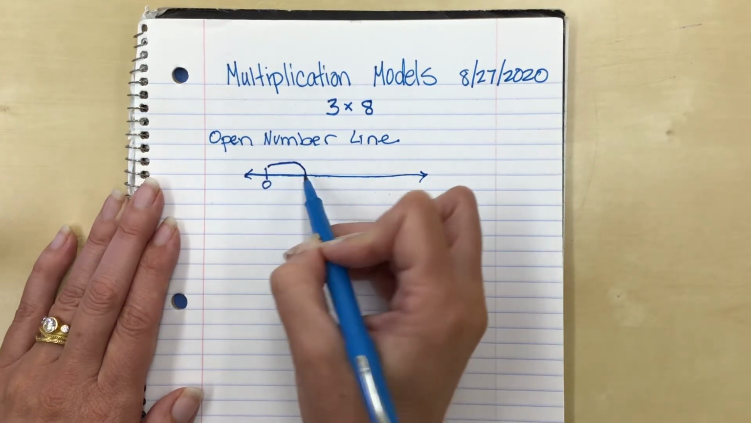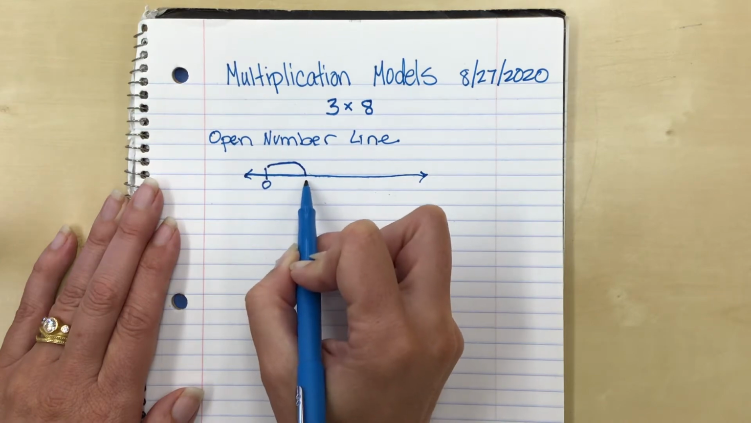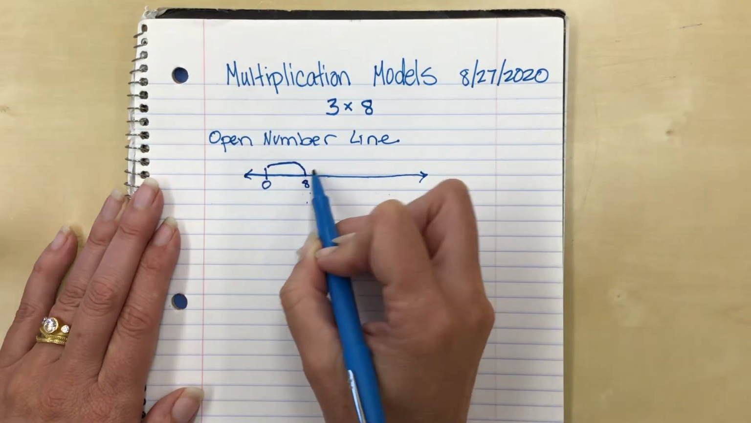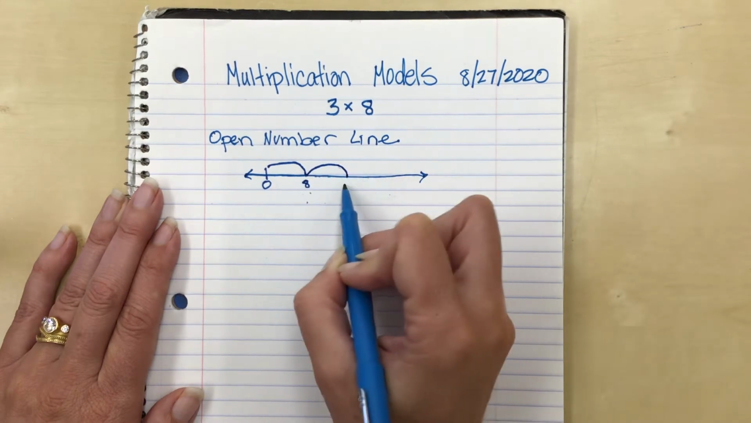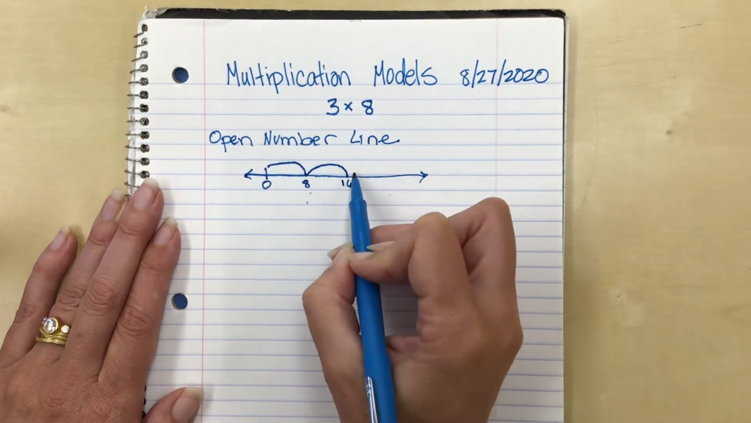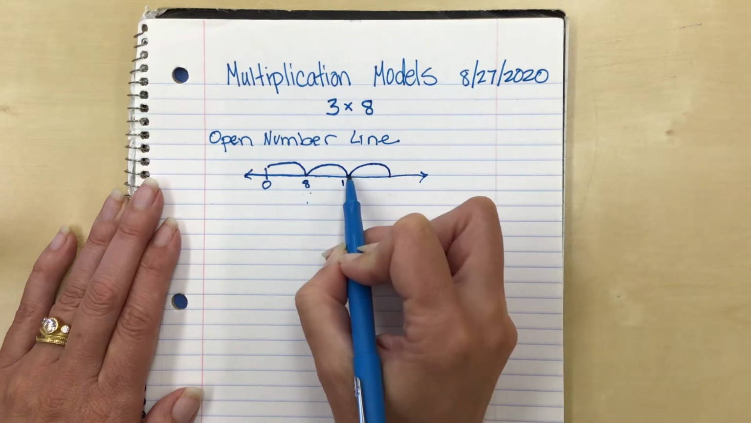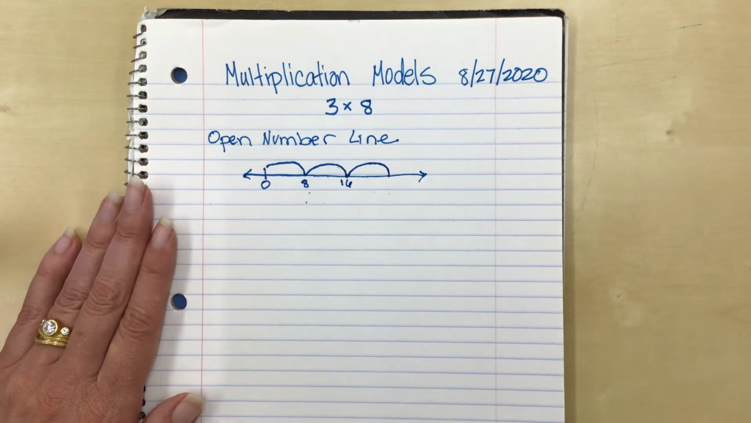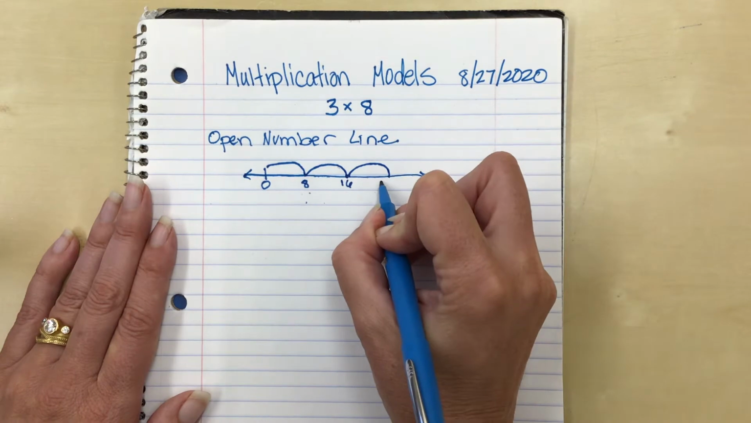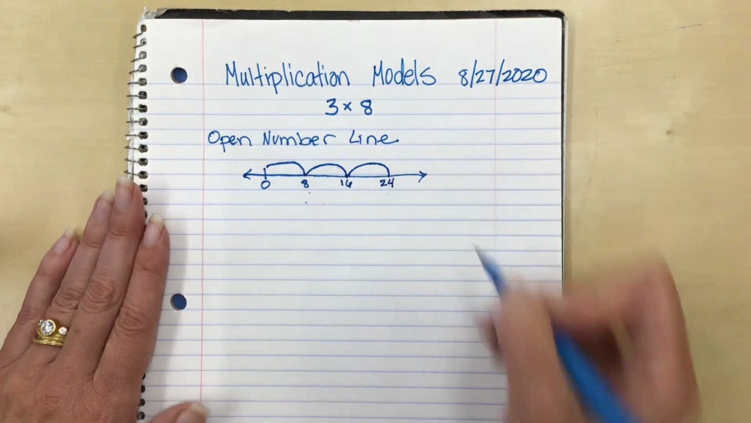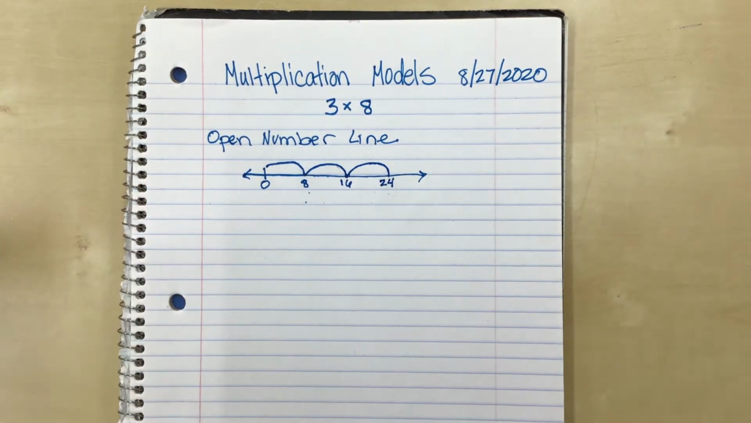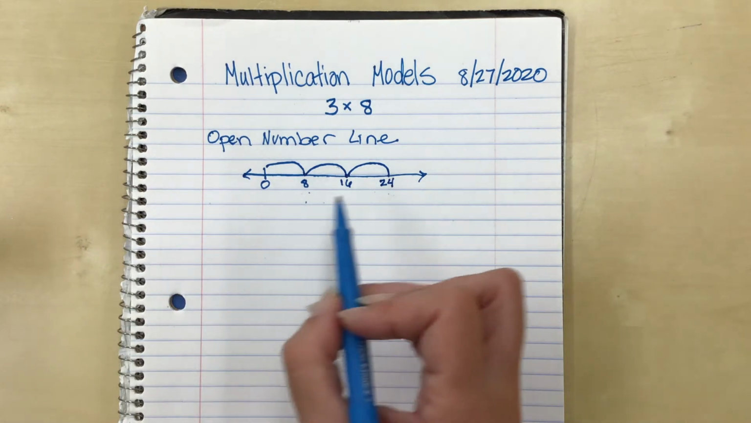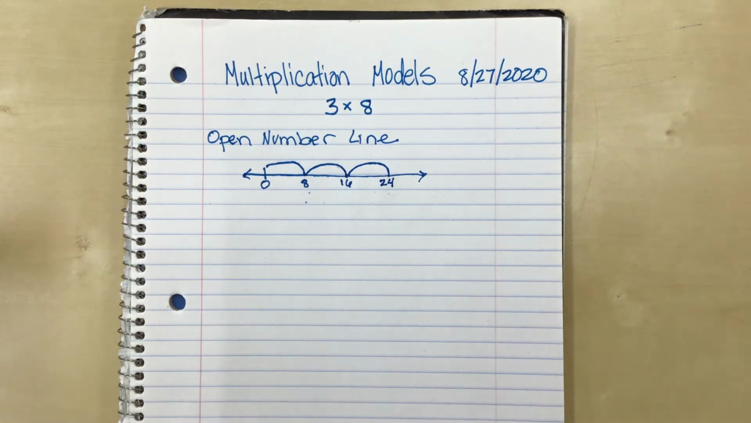So first hop gets you to 8. Your second hop gets you to 16. And your third hop of 8, oh, that's going to get us to the answer. Let's see if you've done it already. If not, pause it. Okay, I hope you got 24. 24 would be the answer. So 3 hops of 8 lands you on 24. That's the open number line model.